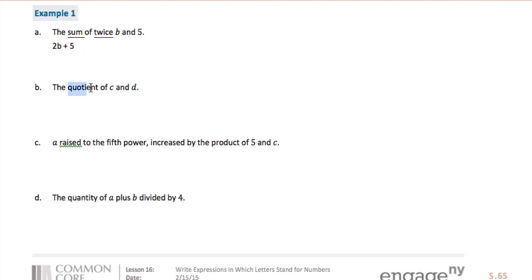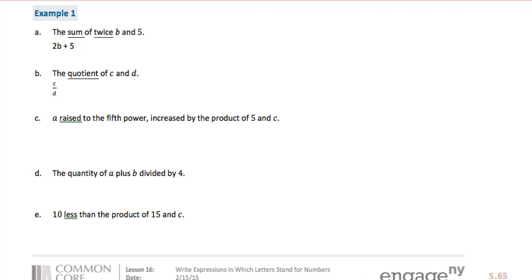The next one, we have quotient. So that's our key word. And it's a quotient of c and d. So it will be c divided by d. Next in problem C, we have a raised to the 5th power. Power tells us we're going to have an exponent. Increased tells us we're going to add by the product, which tells us we're going to multiply. So there are 3 different things we're going to do in this problem.